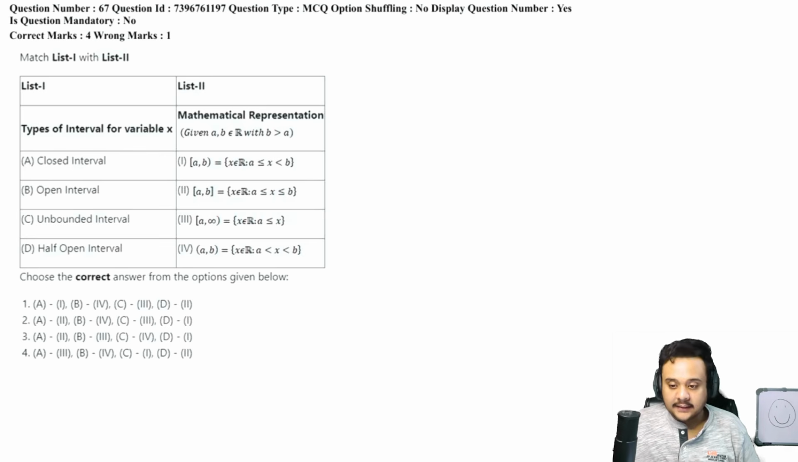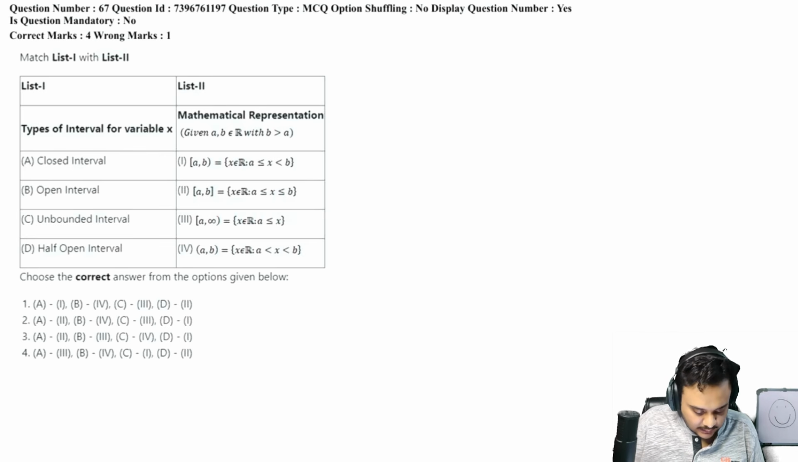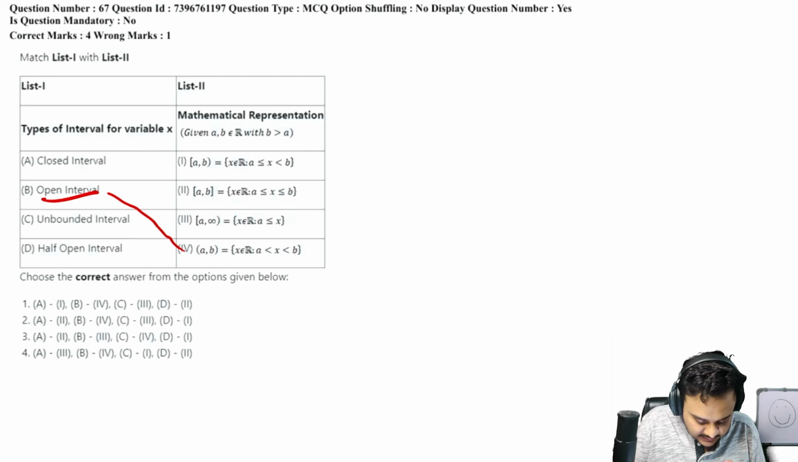Then again, a very easy maths question. As I've said again and again, the maths ones are very easy. Open interval, just match it here. Then closed interval, match it here. So A is 2, cut these. B is 4. So now match with unbounded. Unbounded is what? Unbounded is this one.